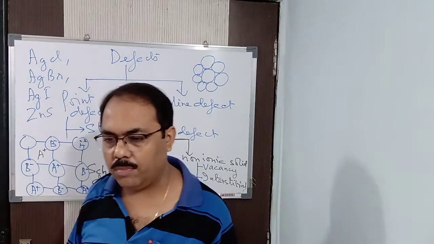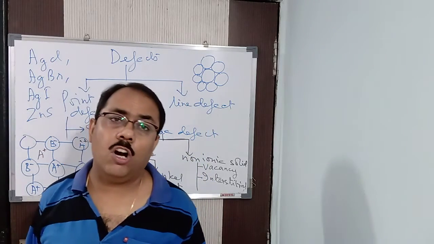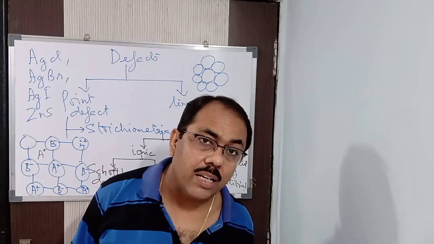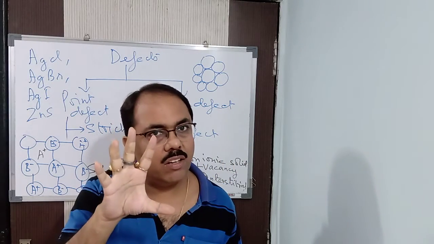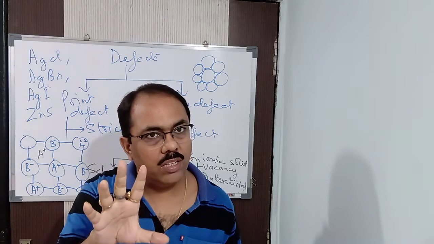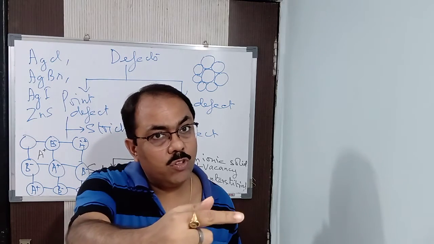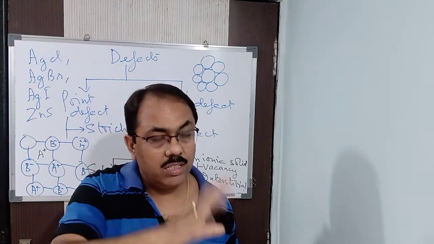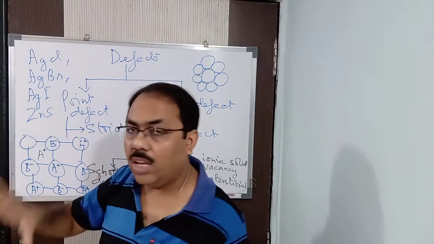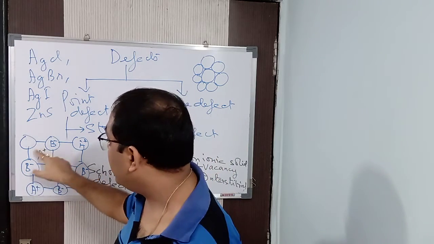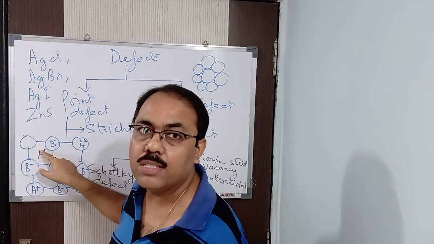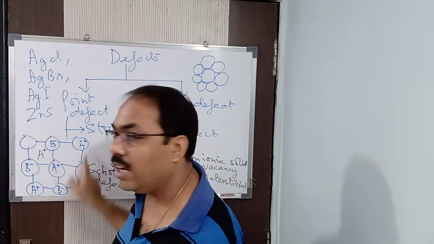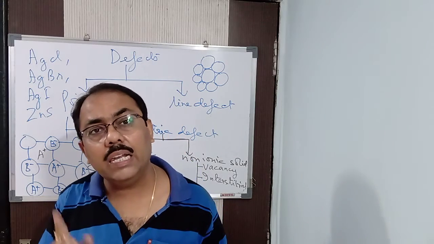But one more thing, remember: Frenkel defect is not shown by alkali metal atoms. Why? Because the size of the alkali metal atoms is bigger. You have read in the periodic table that atomic size decreases from left to right, and alkali means group 1, so the atomic size is bigger. If it is bigger, how will it occupy the interstitial site? Hence, Frenkel defect is not shown by alkali metal halides.